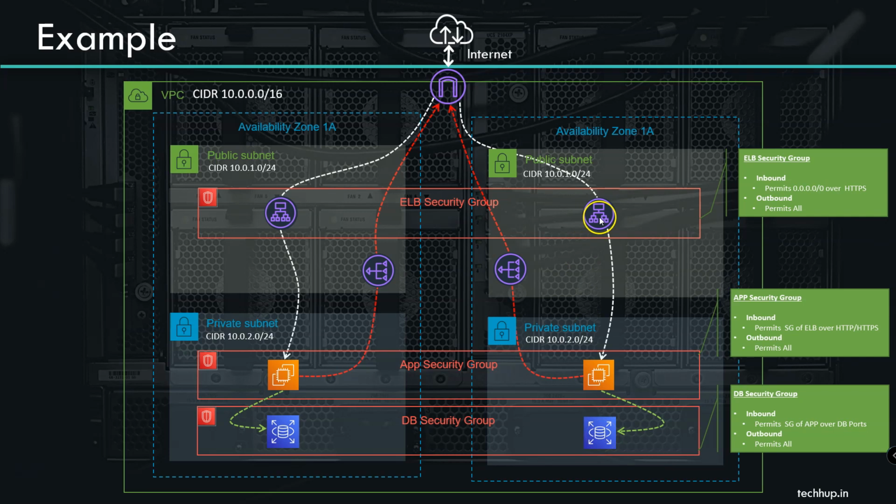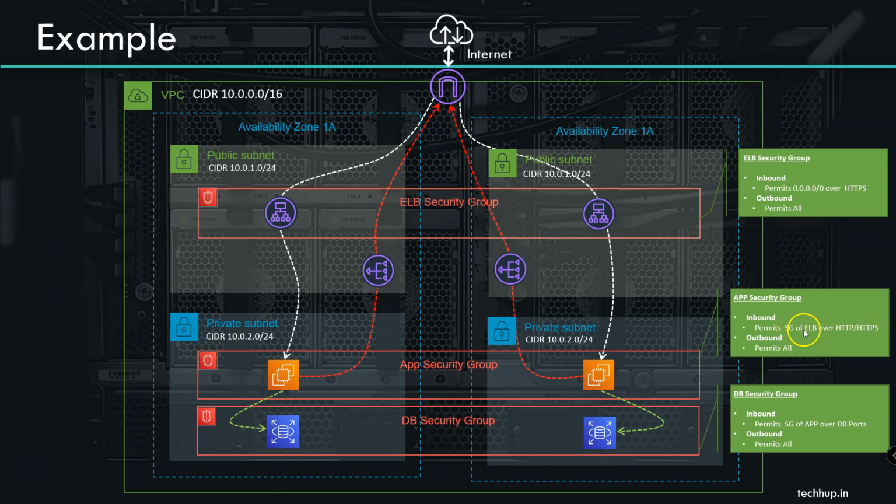So we have the application load balancers, which are associated with the ELB security group. This security group is allowing inbound connections from the internet, allowing all IPv4 addresses over HTTPS. That's how the traffic is coming into these elastic load balancers. Then we have our application instances, which are associated with the app security group, which allows the security group of ELB as a source over the HTTP and HTTPS protocols.